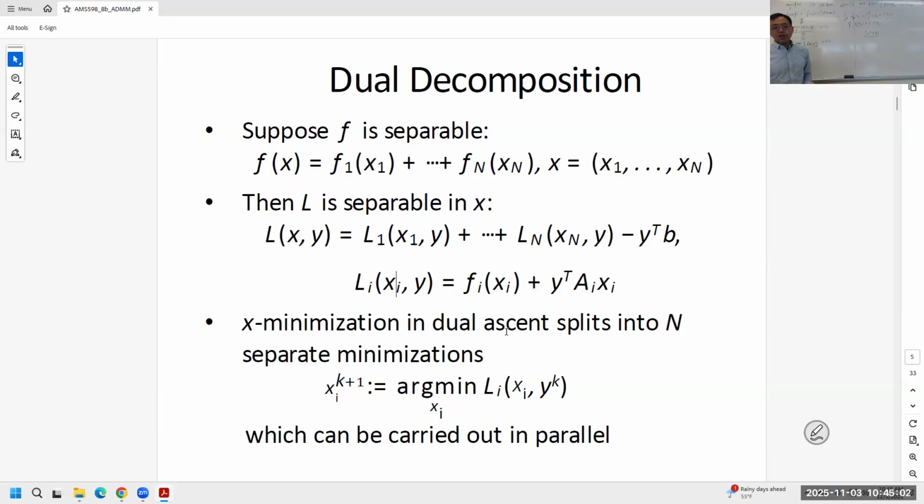Then in the dual ascent, what we do is minimize. In that step, we minimize over x with respect to L(x, y^k). Remember, we want to minimize this. Minimizing this is equivalent to saying we minimize L_j(x_j, y^k) for j from 1 up to n.